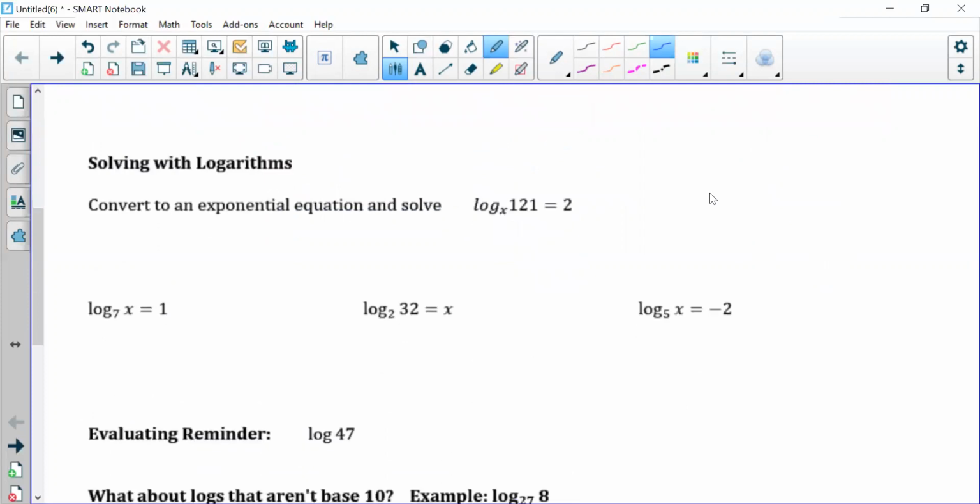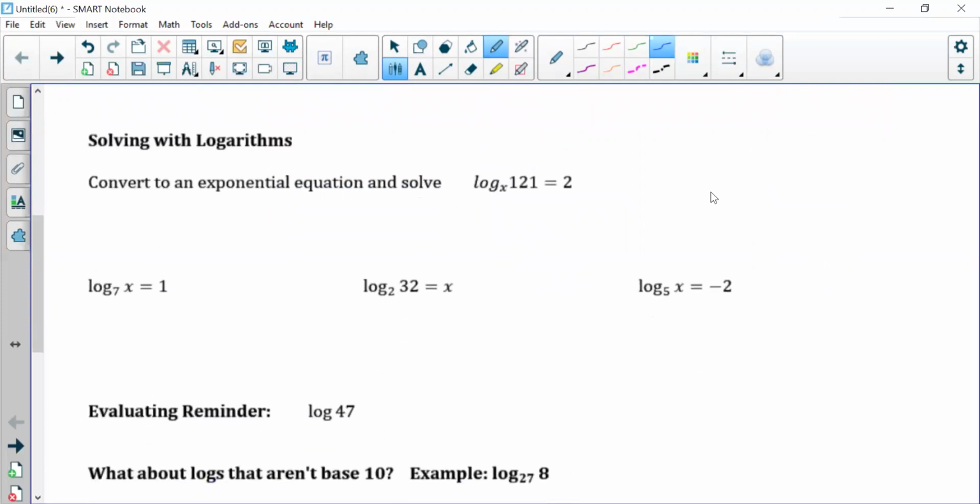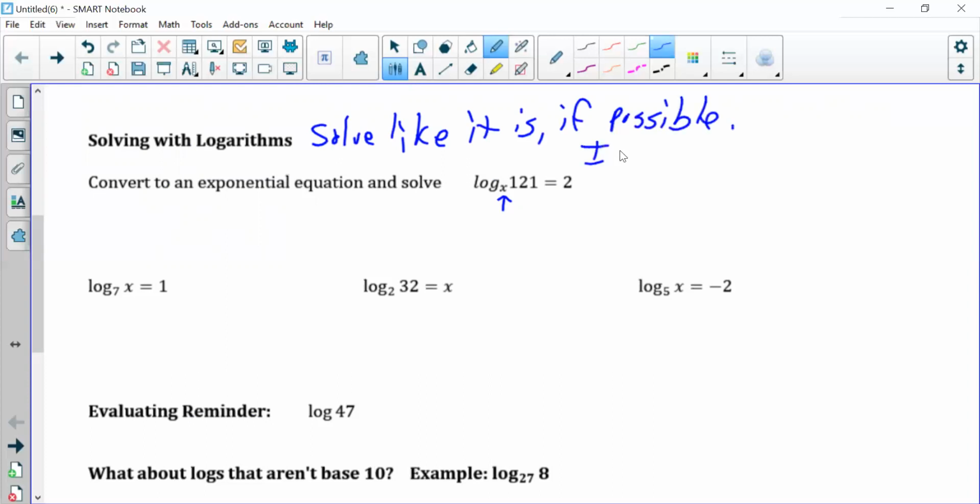All right, so solving with logarithms. To solve with a logarithm, we look at it and ask, can we solve this the way that it is? Do you have any idea how to find out what x equals? Yeah, me neither. So we're going to convert this. Solve like it is, if possible. If not, convert.